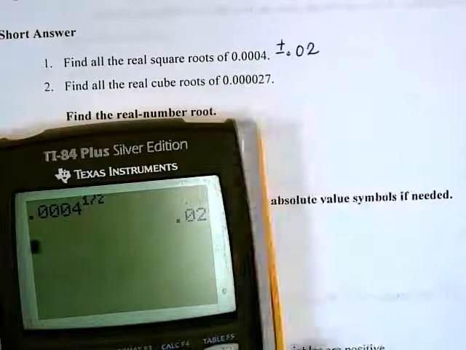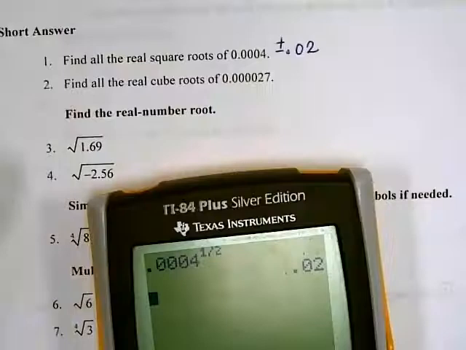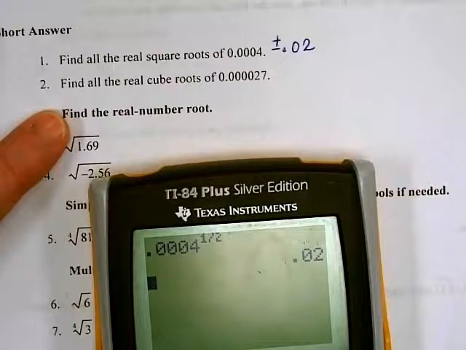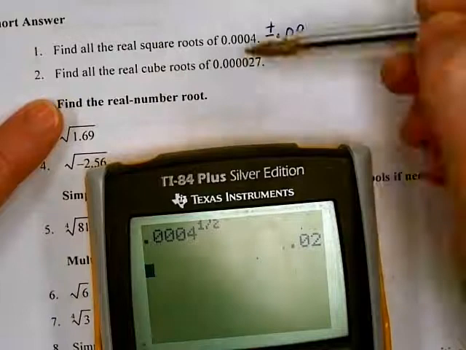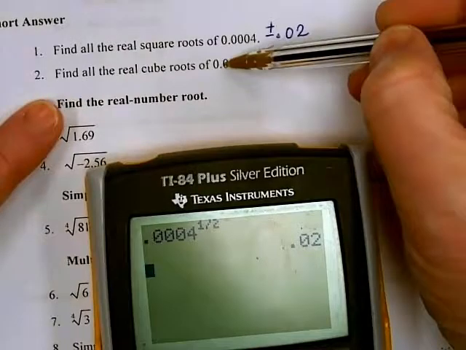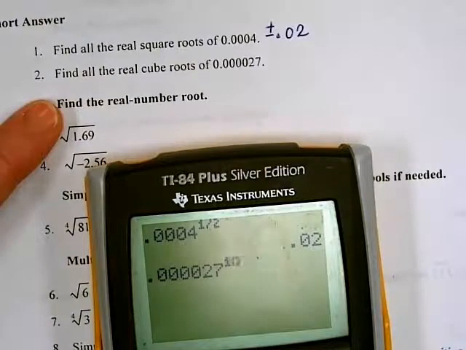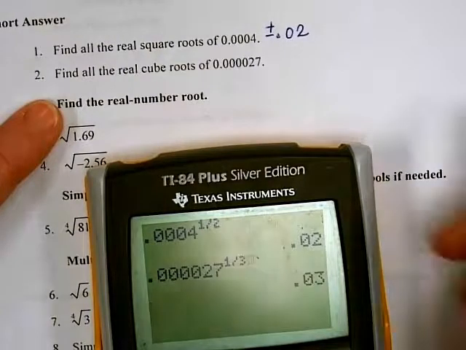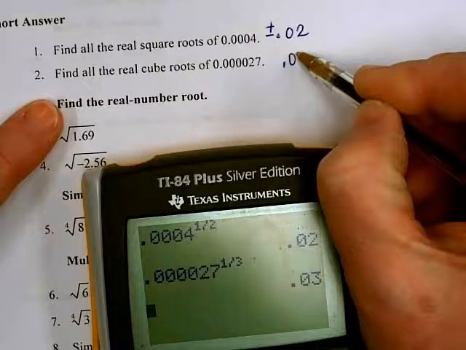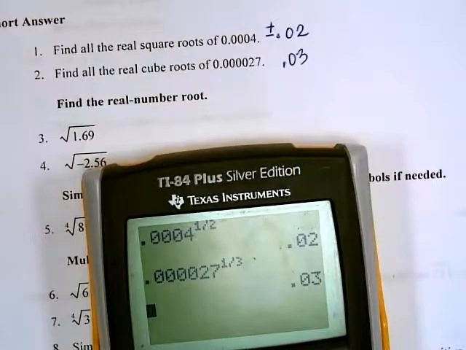Positive or negative, 0.02. You have to put the positive or negative because it's a square root. When you do a cube root, it's just whatever sign your number is that you start with. And the next one is 0.03, and what we did was we put that to the 1/3 power.